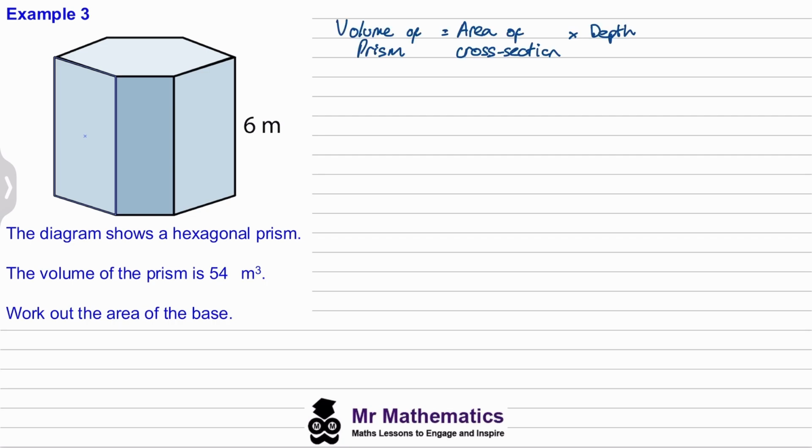Okay, so welcome back if you had a go. So we're told that the volume is 54 meters cubed. This will be the area multiplied by the depth of the 6 meters. So if we divide both sides by the 6 meters, these two will cancel. 54 divided by 6 will give us 9, and meters cubed divided by meters will give us meters squared. So this will be the area of a base. Okay? Let's try one final question.